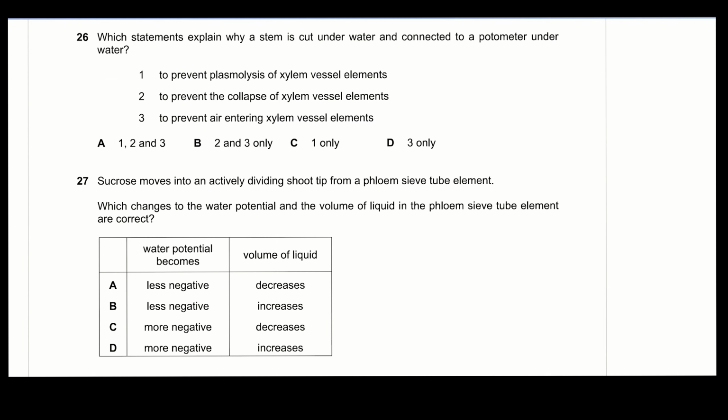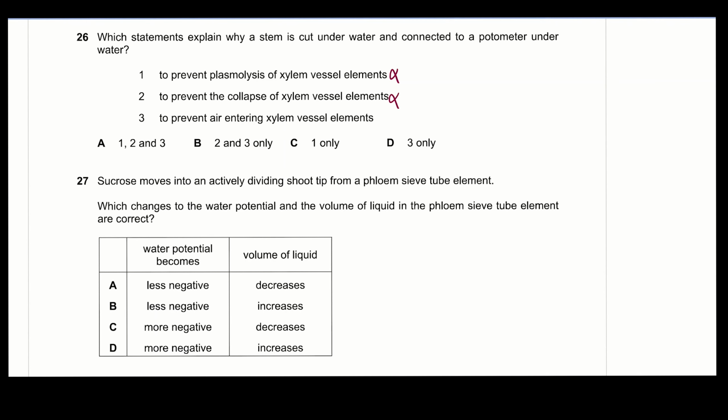6. Which statements explain why a stem is cut underwater and connected to a potometer underwater? 1. To prevent plasmolysis of xylem vessel elements. This is incorrect. Plasmolysis could happen only if the water potential of the exterior fluid is much lower than the water potential of the xylem. So this is incorrect. 2. To prevent the collapse of xylem vessel elements. Xylem vessel elements, if you cut them in air, not underwater, will not collapse because they are hollow and lignified. So this is incorrect.